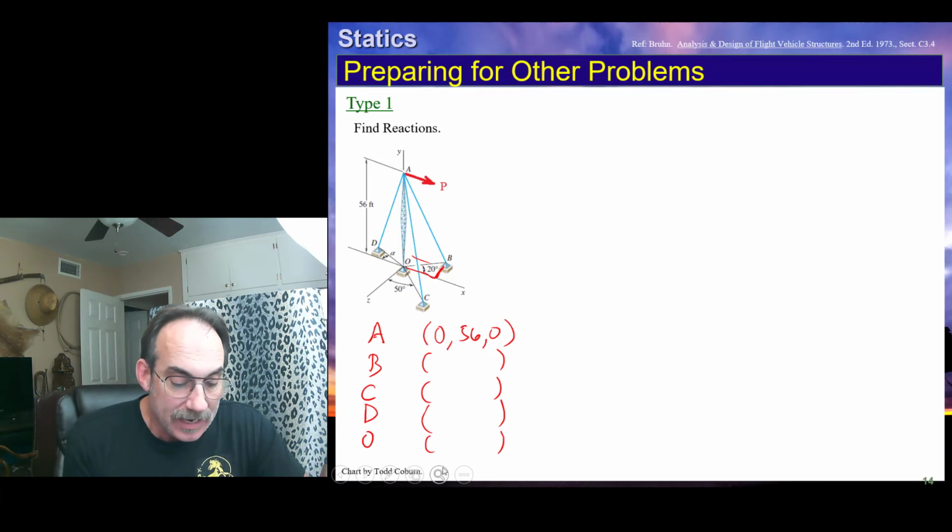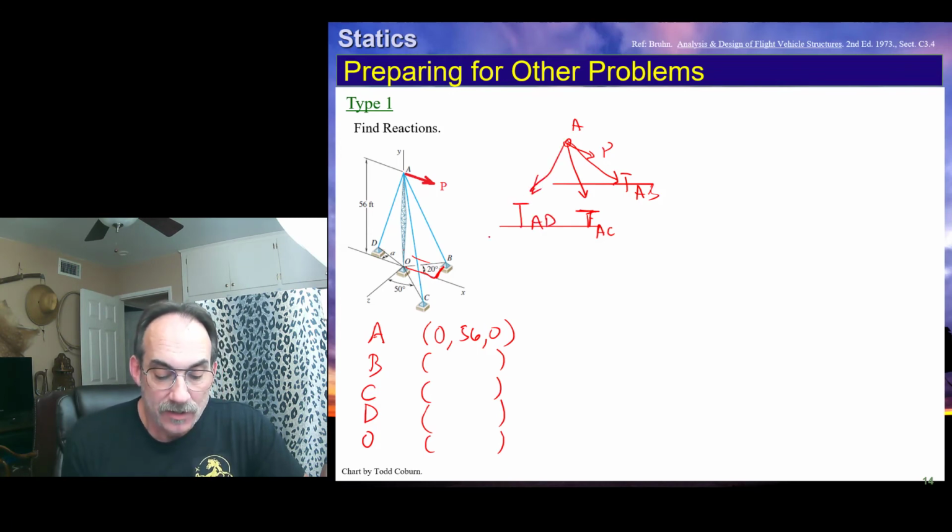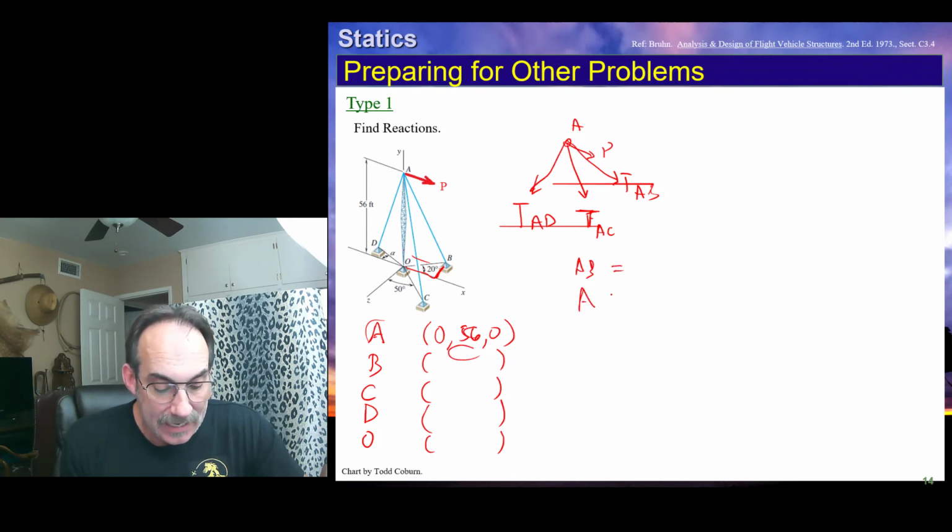And then what we're going to do is take a free body diagram of point A, where we're going to have this force P. We're going to have this force F, or tension, from A to C. We're going to have this force tension from A to B. We're going to have this force tension from A to D. So what we're going to do is use the endpoints. We'll calculate the directed line segment AB by taking point B minus point A, C, which is C minus A, D, which is D minus A, and AO, or OA, which is A minus O.